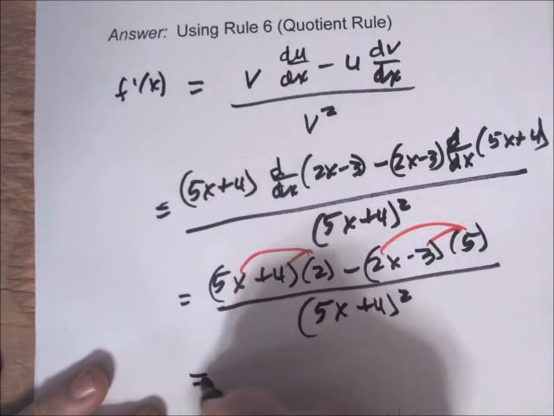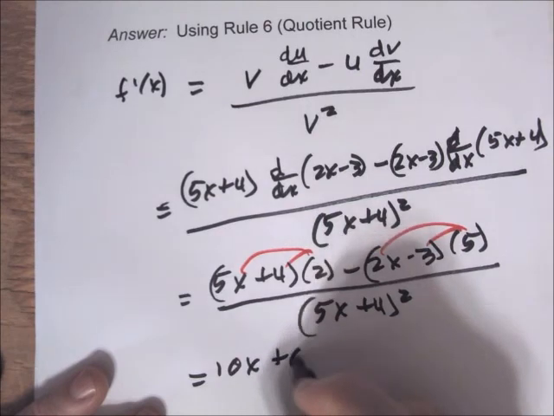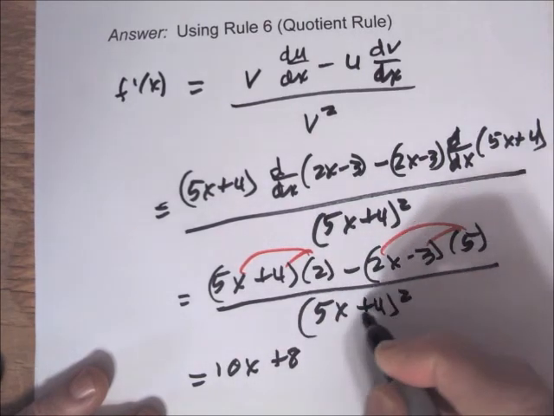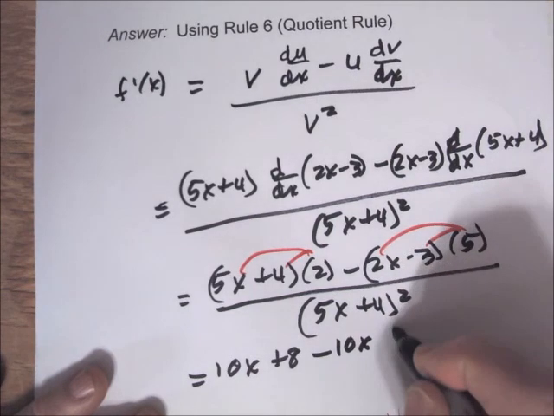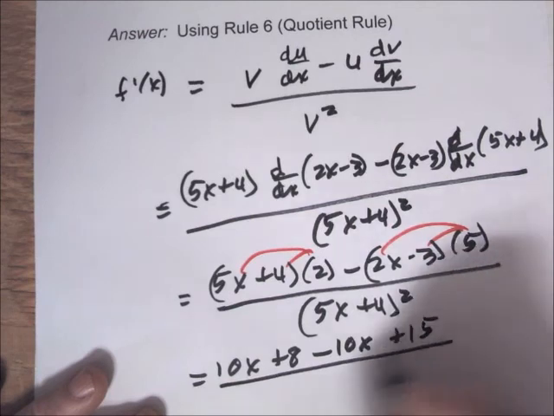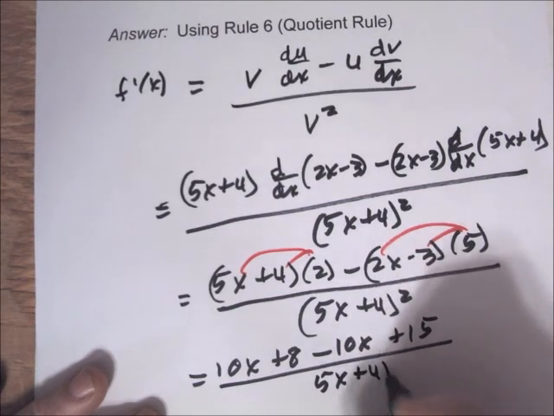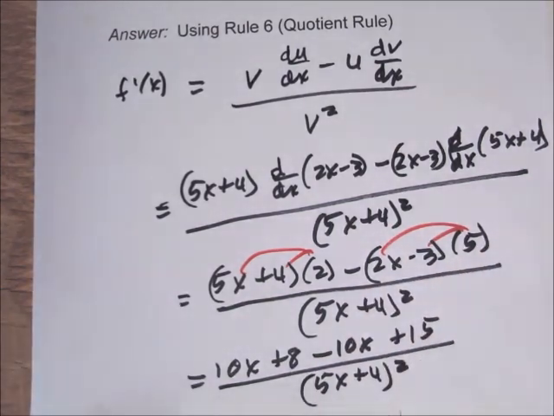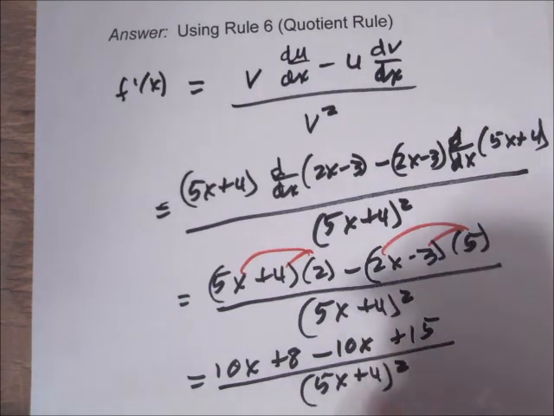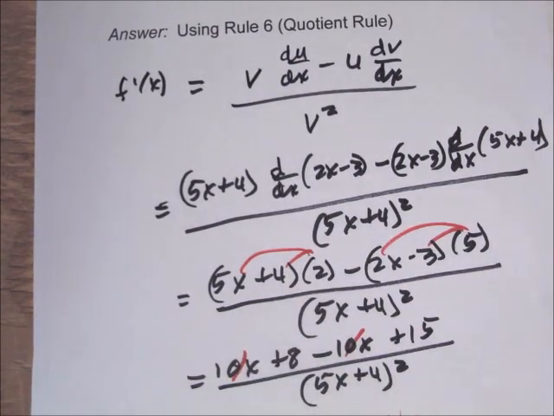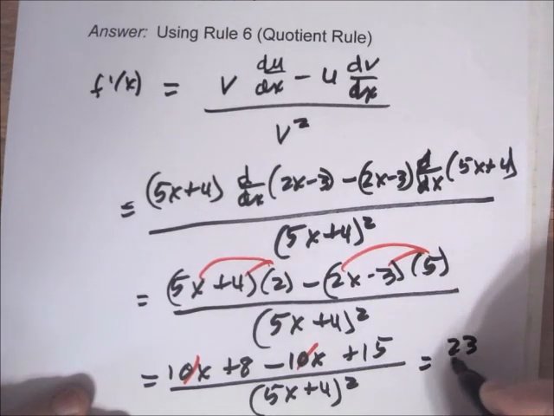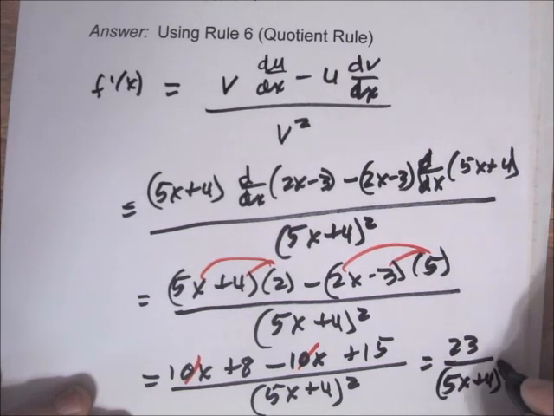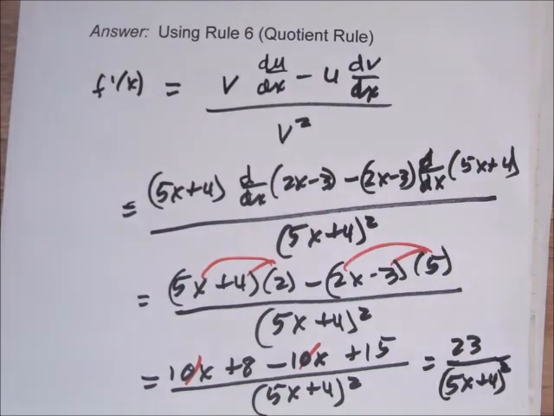2 times 5x is 10x. 2 times 4 is 8. Negative 5 times 2x is negative 10x. Negative 5 times negative 3 is plus 15. Over 5x plus 4 quantity squared. And then the 10x minus 10x will cancel. And we're just left with 23 over 5x plus 4 quantity squared. And that concludes this presentation.